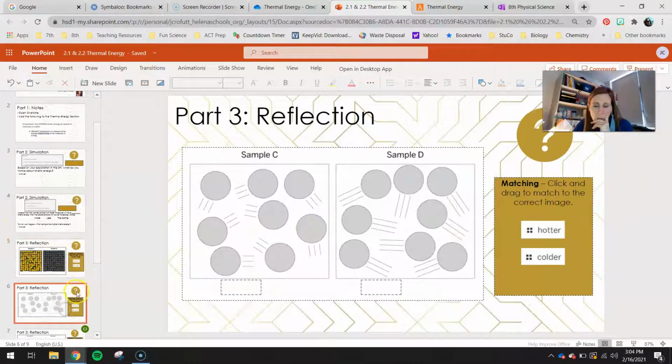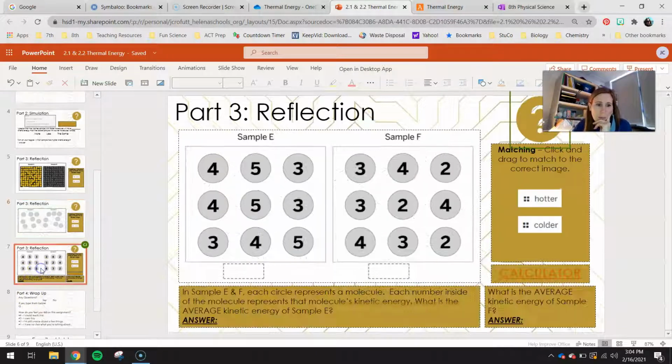So next one, we have again hot or colder, which one's going to go where. Notice the lines after each of these circles. The circles are going to represent molecules. So what does that tell you about their movement? And then same with this one, you have hot or colder. So drag which one goes where.